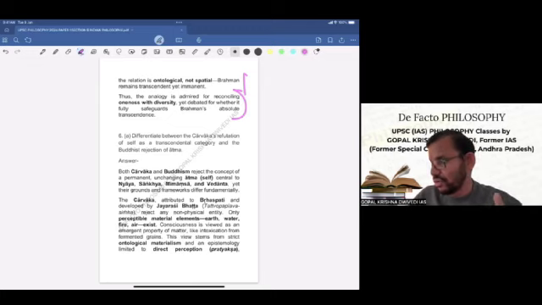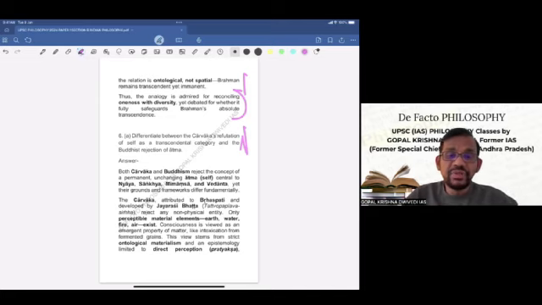So now let us go to the sixth question. Differentiate between the Charvak's refutation of self as a transcendental category and the Buddhist rejection of Atma. So basically, you have to differentiate between the two, and the differentiation here will also include critical points pertaining to both. So now let us see the answer.